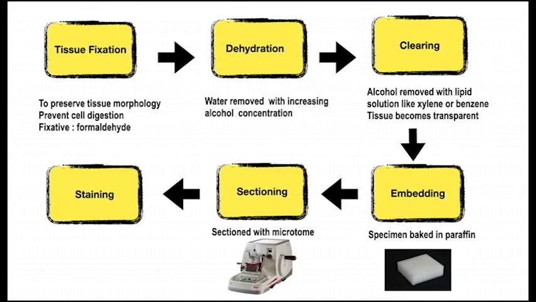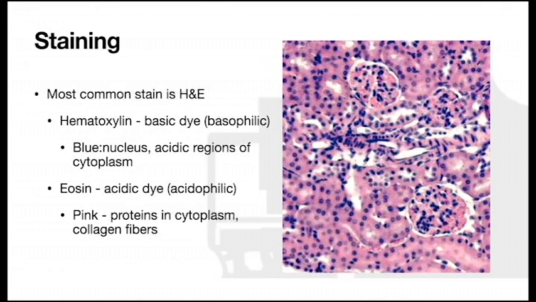Staining is the last step. This is used to highlight and enable better visualization of the cell architecture. H&E is the most widely used stain in histology. So H&E or hematoxylin and eosin is the most common stain used.